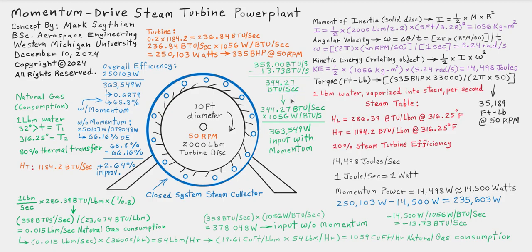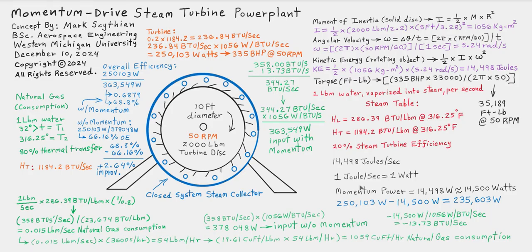So if we were to make the calculation once again, we do then decrease the amount of input power by 2.64%, because our overall efficiency with the momentum comes to a high 68.8%. And without a significant amount of momentum, like it was a 15 or 20 pound turbine disc, then we wouldn't get really much momentum out of it.